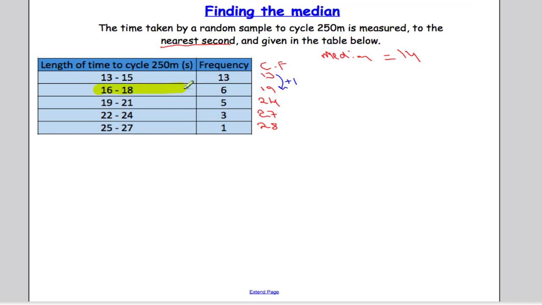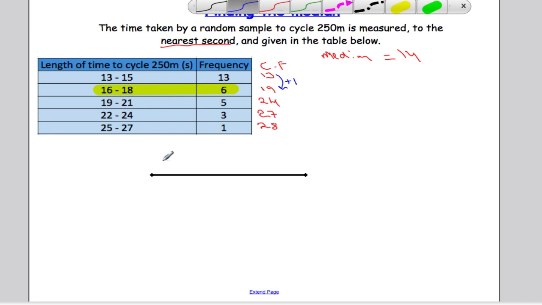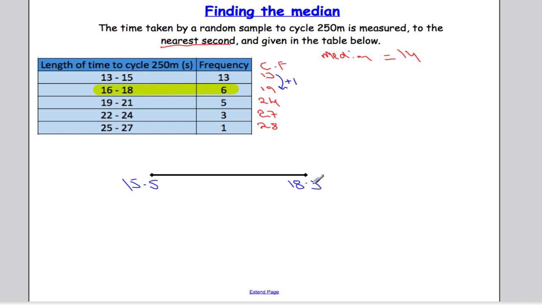So one more will give me that 14th, but that class width is here. So let's have a look. We're concerned with this one here. So let's draw a little diagram to represent what's going on. Now the important thing here is that the lower bound for this class interval is not 16. Remember, it was rounded to the nearest second, so the lowest bound is actually 15.5, and it goes all the way up to 18.5, and that means that the class width is a grand total of 3.